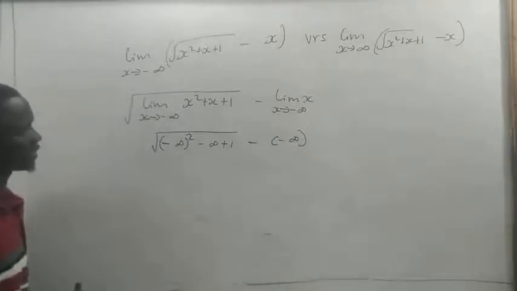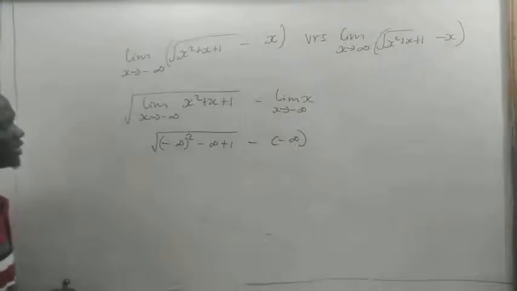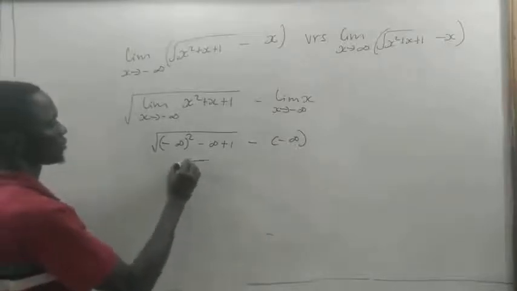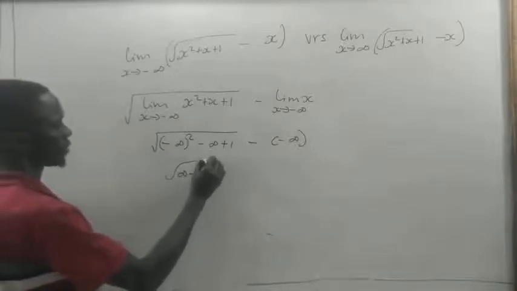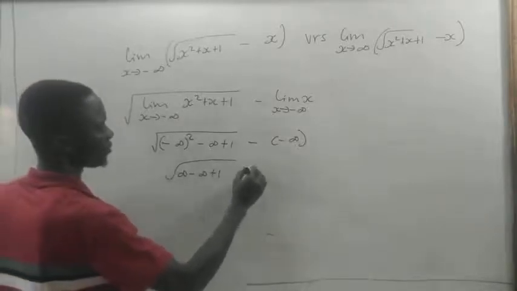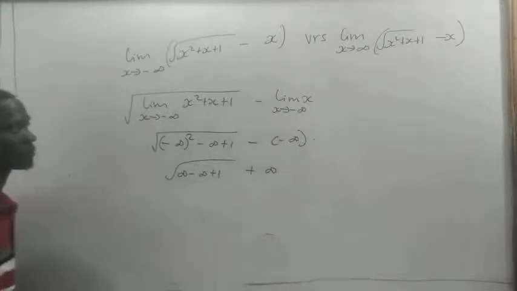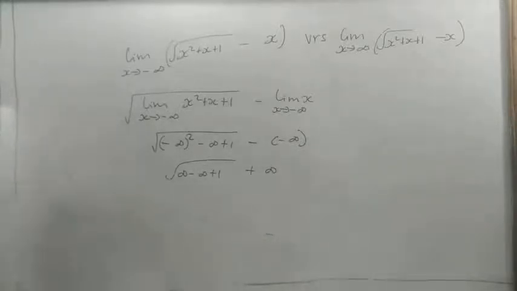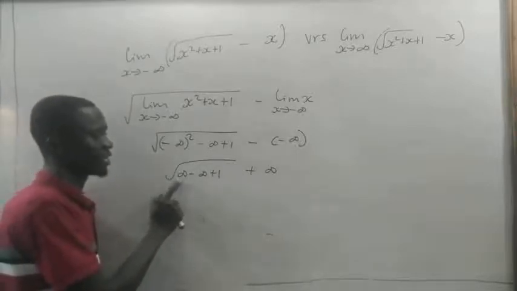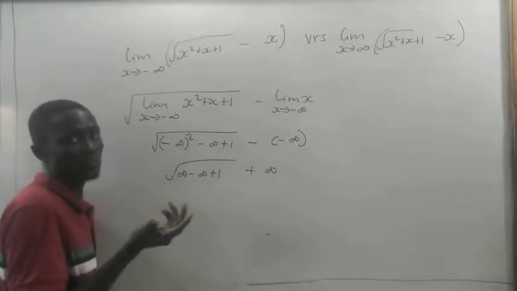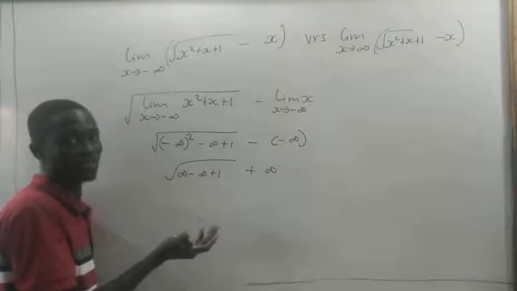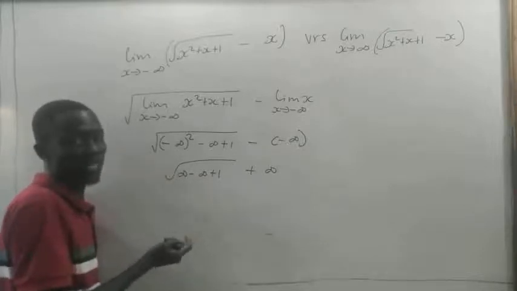So here, what are we getting here? As x approaches infinity, we are going to have square root of infinity minus infinity plus 1. Plus infinity. So what will happen here? Yes, what will happen? Here, minus infinity does not exist because I don't know the infinity. How do I subtract infinity from it? So minus infinity does not exist.